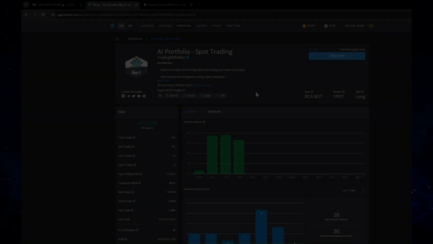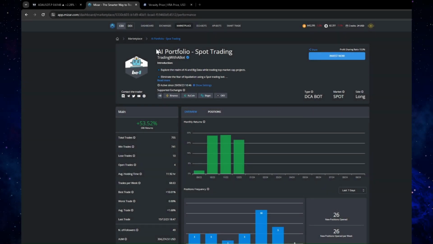Now, as the name implies, the bot itself trades AI related tokens. So I also highlight it right here. I say explore the realm of AI and big data while trading top market cap projects.